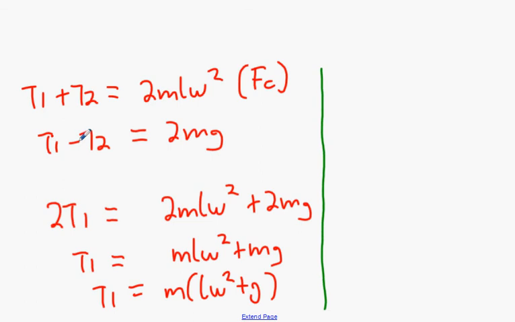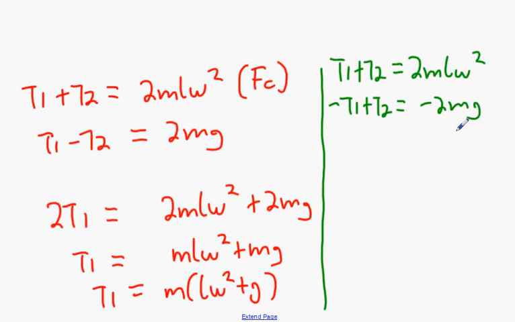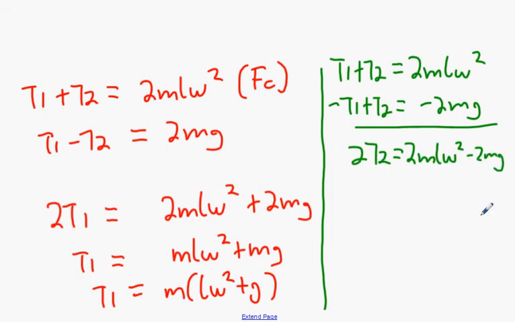To get T2, I'd sooner just redo the full equation. So I'm going to multiply the bottom one by minus 1. So I'm still going to have T1 plus T2 equals 2mL omega squared, but the bottom one's now going to become minus T1 plus T2 equals minus 2mg. I'm going to get 2T2 ends up to be 2mL omega squared minus 2mg, divided by 2. T2 ends up to be mL omega squared minus mg. Factorize out the m. m(L omega squared minus g).